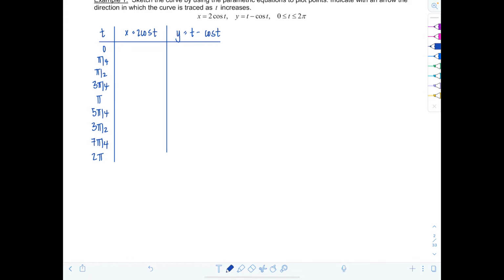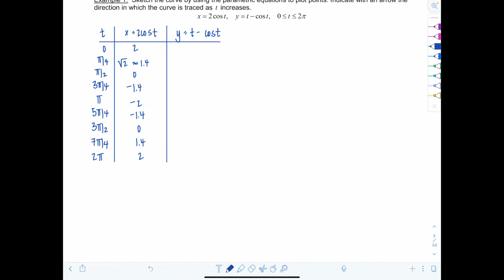And then from here, you can just plug this in your calculator. Make sure you're in radian mode. And I have the following. You can just confirm, okay? So 2 times cosine of pi over 4, that's root 2 over 2. So if I multiply by 2, then it's just root 2, which is about 1.4. This is 0, negative 1.4, negative 2. Same thing here, 0, 1.4, and 2.